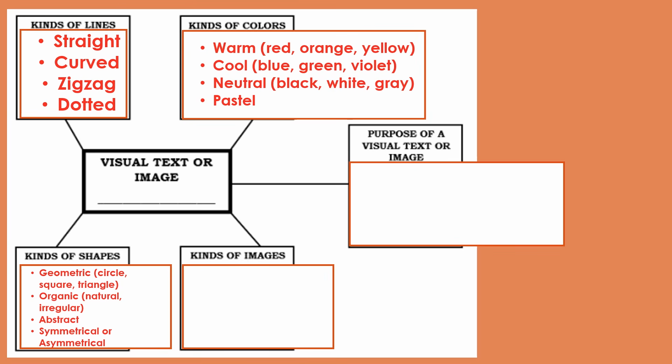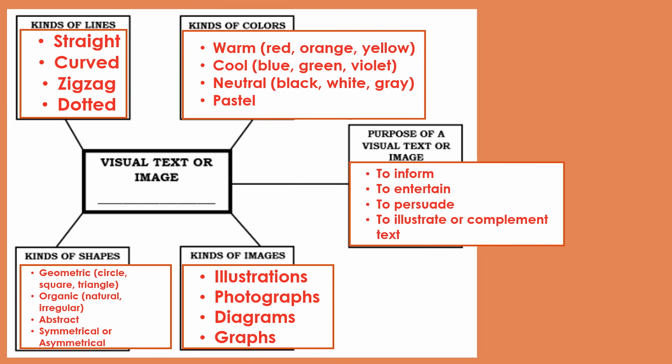Kinds of shapes: geometric, circle, square, triangle. Organic, natural, irregular. Abstract, symmetrical, or asymmetrical. Kinds of images: illustrations, photographs, diagrams, and graphs. Purpose of a visual text or image: to inform, to entertain, to persuade, to illustrate, or complement text.